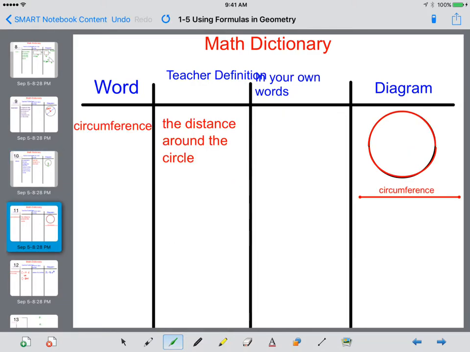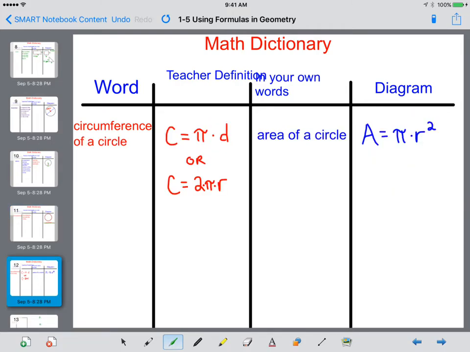Circumference is the distance around the circle. So the circumference is like if I were to pull it out and flatten it, it's the line length around the circle. Circumference is the circular word for perimeter. Perimeter is around a shape that has sides and edges, whereas circumference is the perimeter of a circle.